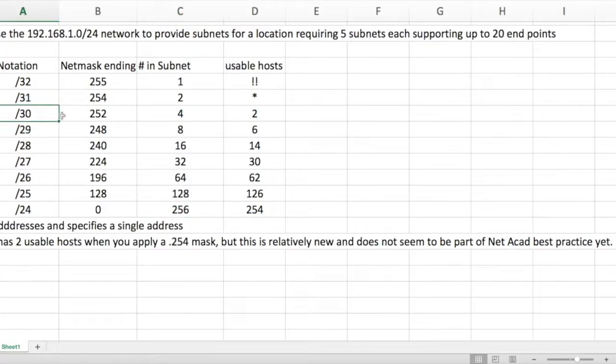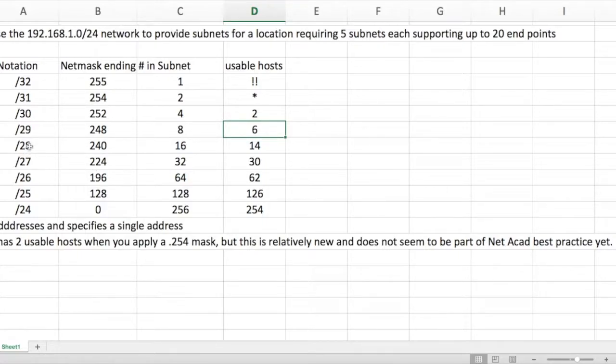For /30, we have the net mask ending in 252, subtract 252 from 256, that gives us 4 addresses. The first is the network number, the last is the broadcast address, so I've got 2 usable hosts. /29 gives us a net mask ending in 248, so subtract 248 from 256, 8 numbers in the subnet, subtract the network number and the broadcast address, 6 usable hosts.